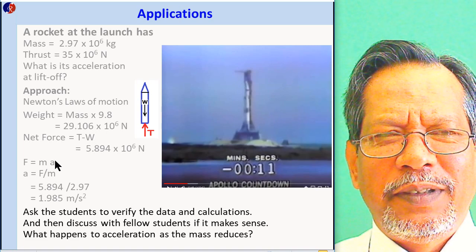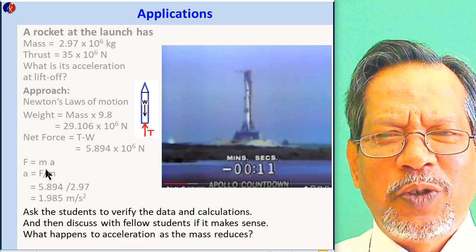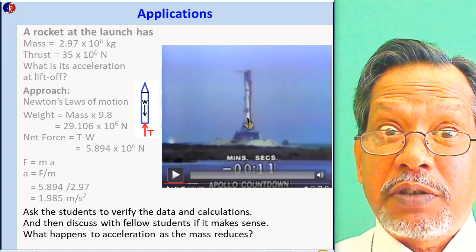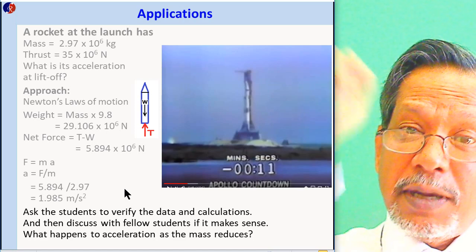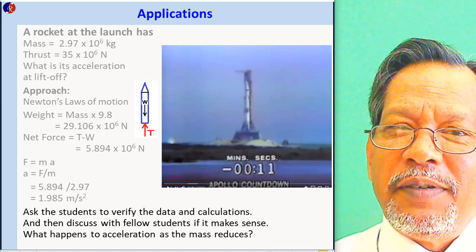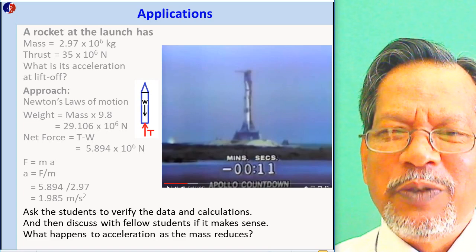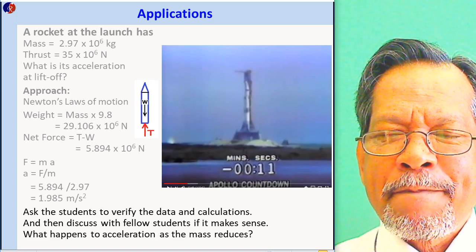What will happen to the acceleration? Mass goes down, force is the same, acceleration goes up. So it goes faster and faster and faster. Acceleration goes up because the rocket is becoming lighter. Its weight is reducing. Okay?